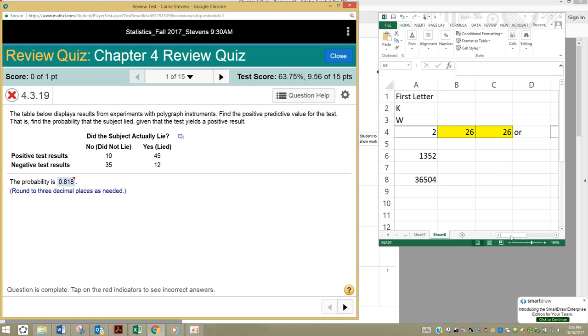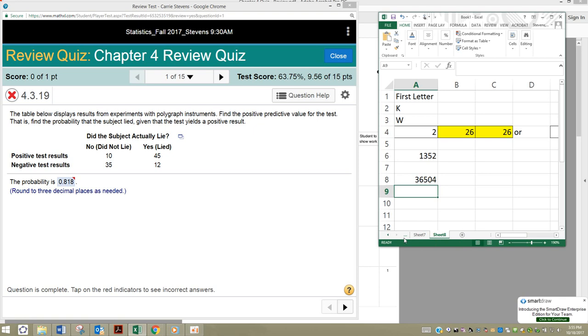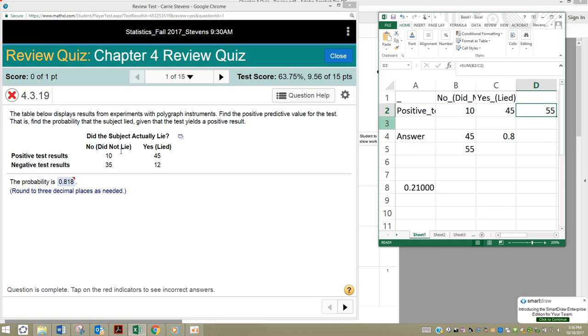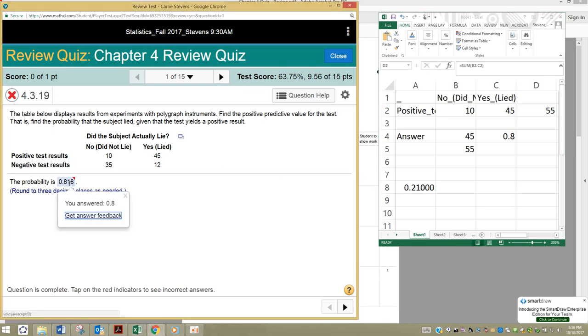Let's go back to the beginning. That was question number 1. And I did the total in my top here as 55. Given that the test yields a positive result. Okay, yes, that's 55, right? I'm not adding that wrong. It's 55. Okay, good. And then find the probability that the subject lied. So I needed that the subject lied. So the subject lied is all the people in this pile, 45. So the answer is 0.818.